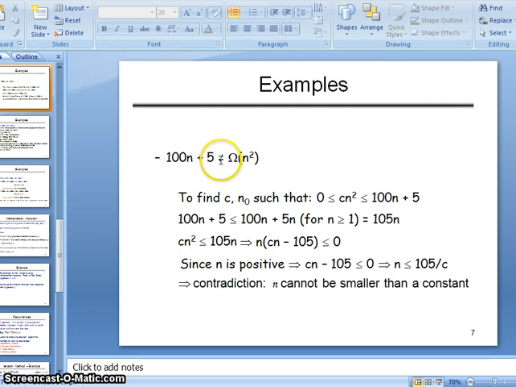So 100n plus 5 does not belong to omega of n square. According to the definition of omega, it is a set of all functions with the same order of growth or larger order of growth than g of n. So it is not, because n is less than n square. According to the definition, t of n should be greater than or equal to c into g of n. Hence, we can say 100n plus 5 does not belong to omega of n square.